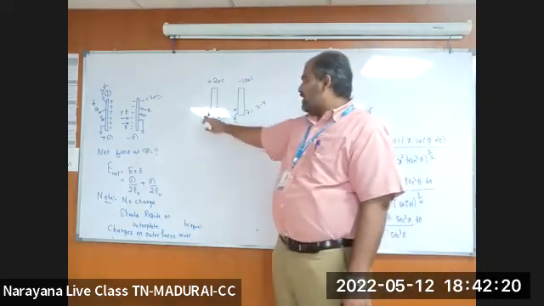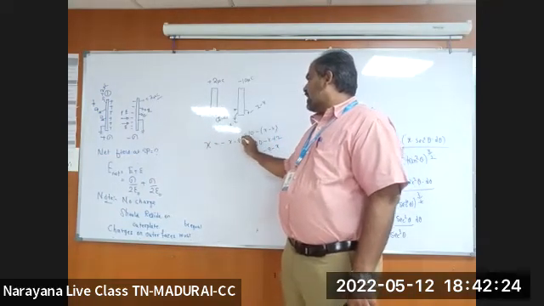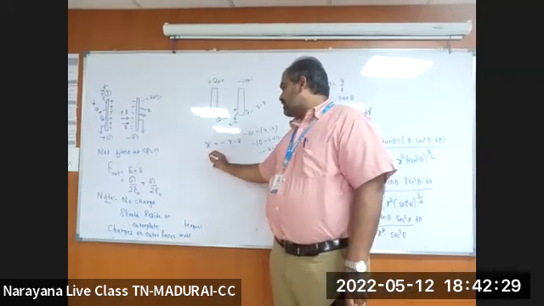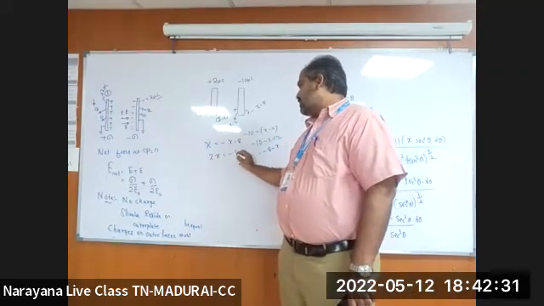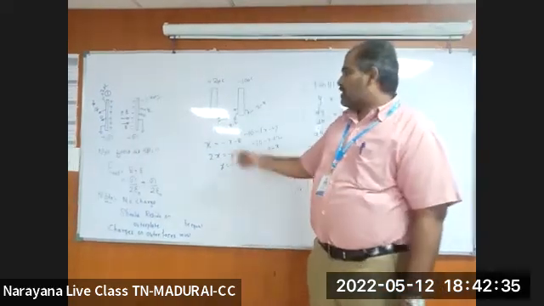Substitute. Shall I equate them both? x equal to how much? Minus x minus 8. 2x equals, correct or not? x will come to this side. So 2x equal to how much here? Minus 8. So x value how much? Minus 4.